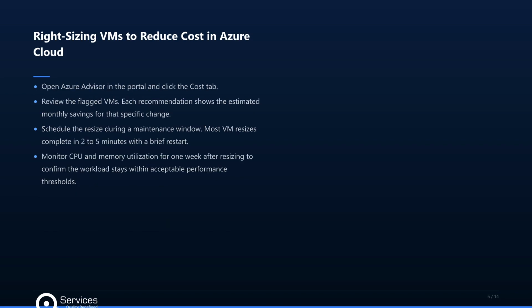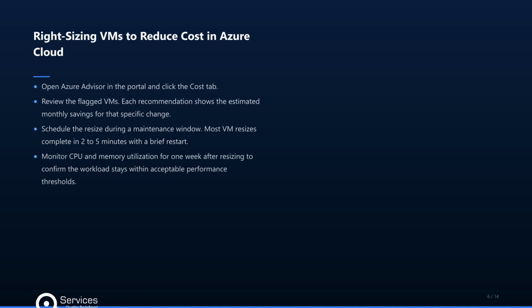Right-sizing VMs to reduce cost in Azure Cloud. Right-sizing means choosing the smallest VM SKU that reliably handles your workload. Most SMB Azure environments run on VMs that are 2 to 4 times larger than they need to be, which directly inflates compute costs every single month. Azure Advisor, Microsoft's built-in recommendation engine, identifies underutilized VMs automatically. It flags any VM with average CPU utilization below 5% or network utilization below 2% over a 7-day window, then recommends a smaller SKU with an estimated monthly saving attached to the recommendation.